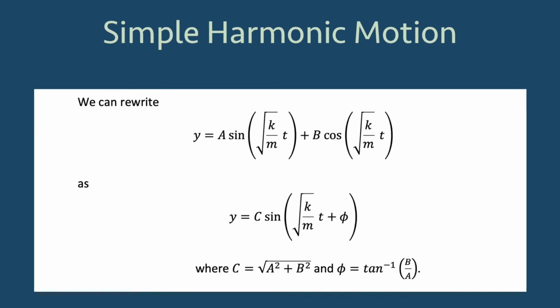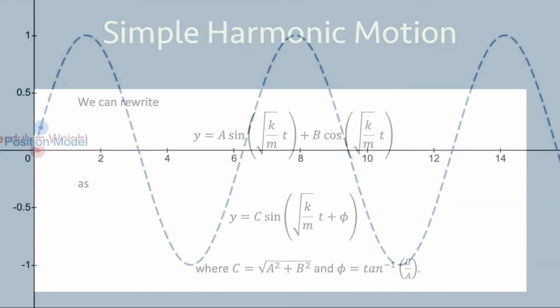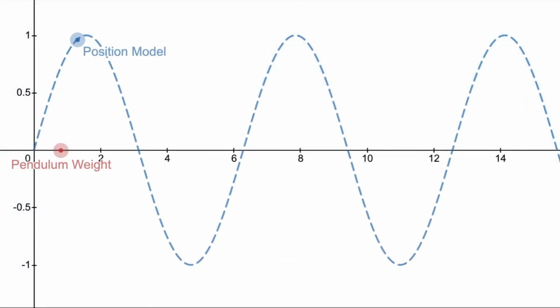Furthermore, with a clever use of the sum formula for sine, we can rewrite the previous solution as y equals capital C sine of the square root of k over m times t plus phi, where capital C is equal to the square root of a squared plus b squared, and phi is the inverse tangent of b over a. We could also get a similar result using a cosine function, but the important point that we have reached is that we can model simple harmonic motion with a sine or a cosine wave. And since these waves also model sound, this tells us why the word harmonic has shown up in the first place. Once again, we visualize this solution with our pendulum animation.